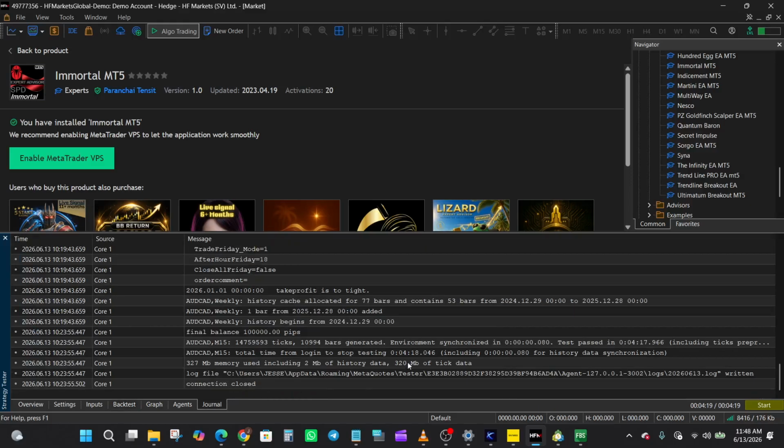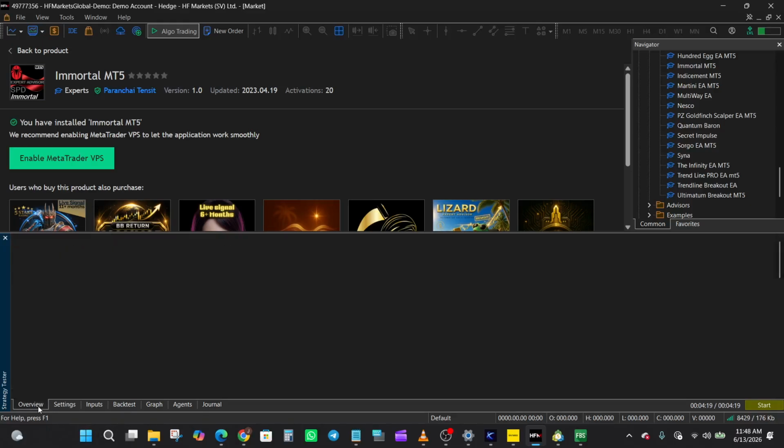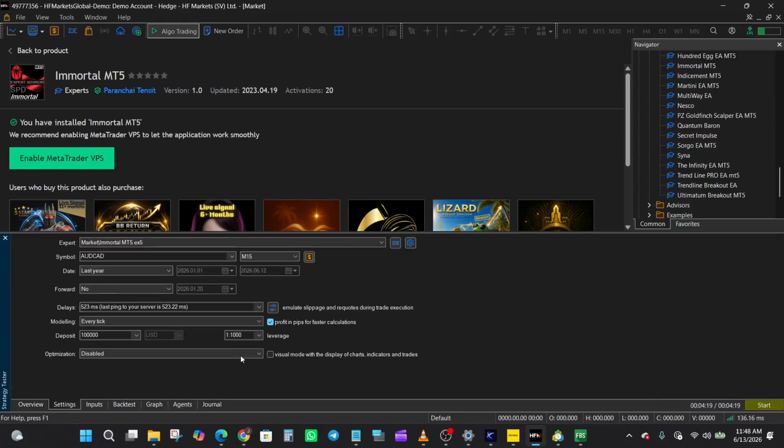But let me quickly check the journal. I don't seem to find a specific reason why no trades were taken. I don't see an error message per se here. But what we are going to do real quick is turn on the visual mode and let us see the EA in action.